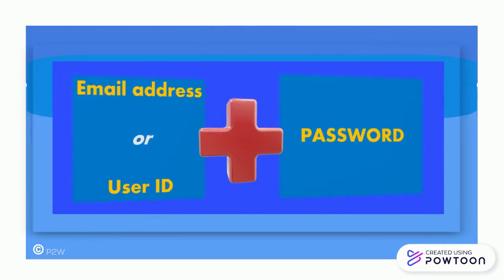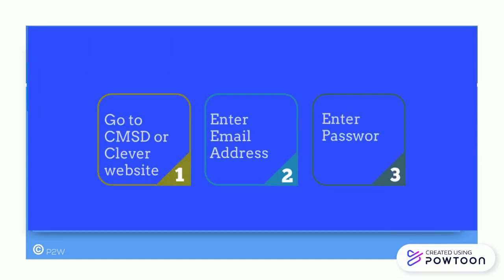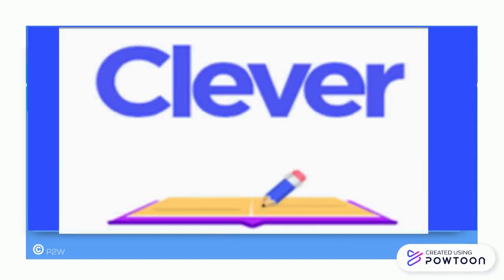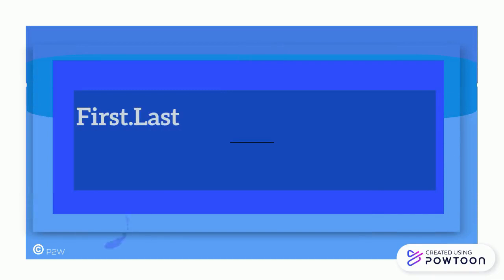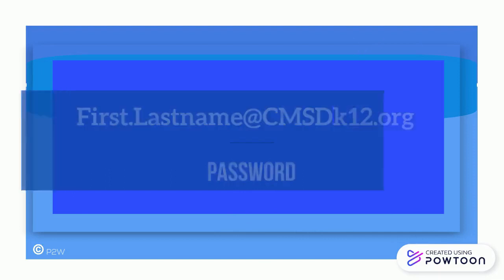Let's look at the entire process. You will first go to the CMSD website or the Clever website. Find Clever, enter your email address, enter your password, and bam, you're in. Your email address should be your first name dot last name at cmsdk12.org. If you've forgotten your email address, username, or password, please contact your teacher.